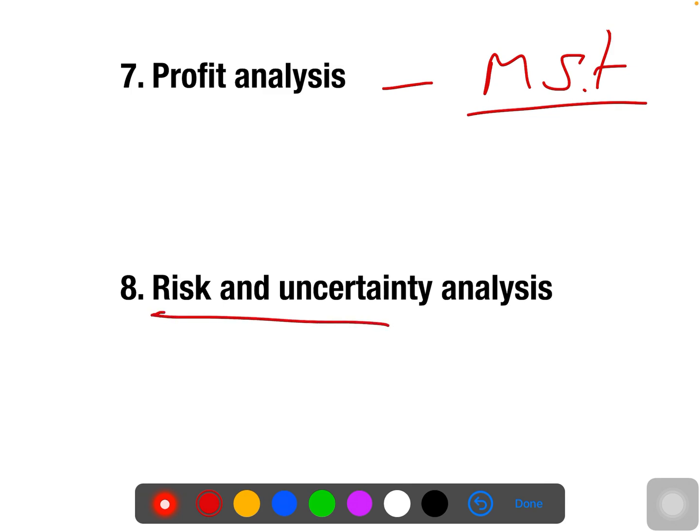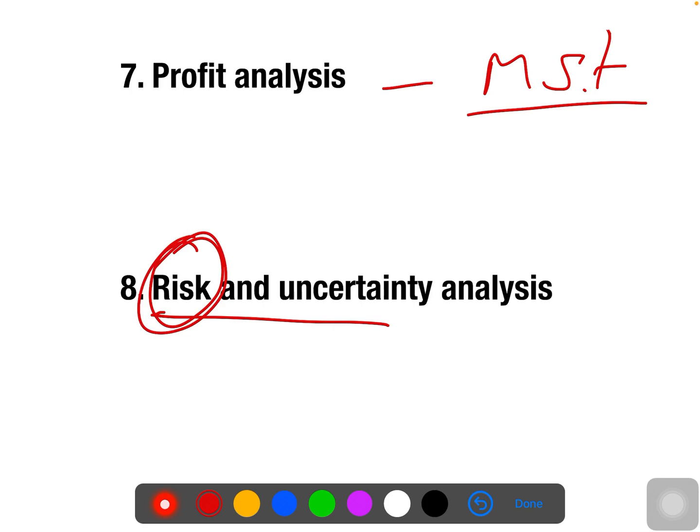And the next one, risk and uncertainty analysis. What is a risk? Whenever anybody is doing business, that is nothing but a risk. Don't you think the person who is investing a lot of money is not sure that he'll get back all the investment he has made? No. He's just taking a chance. He's just taking a risk. Every business, every firm is at risk.